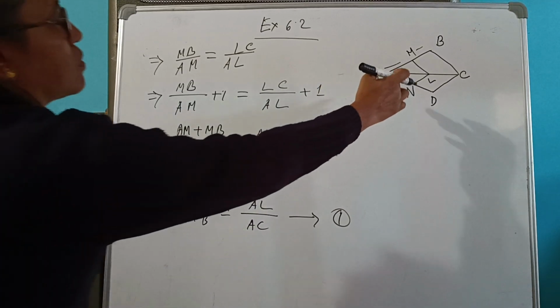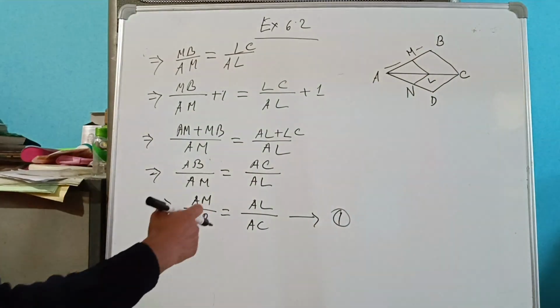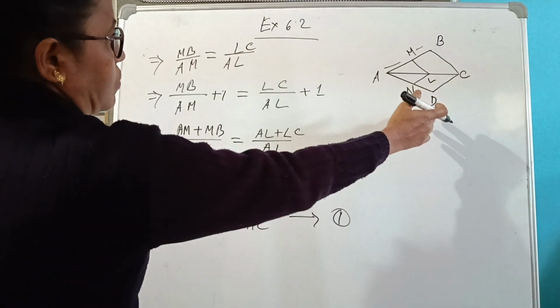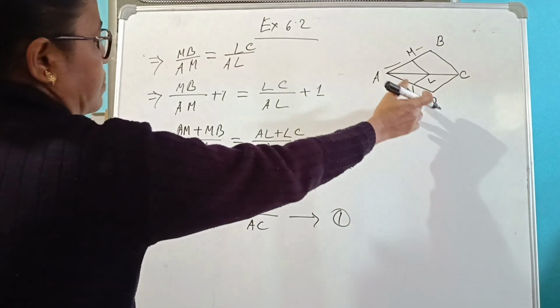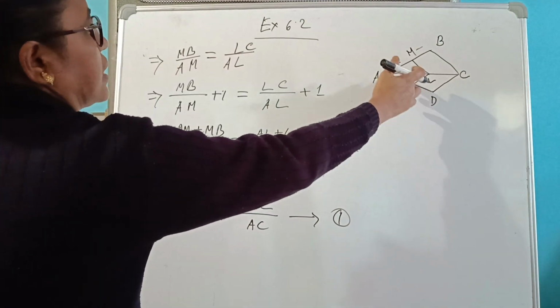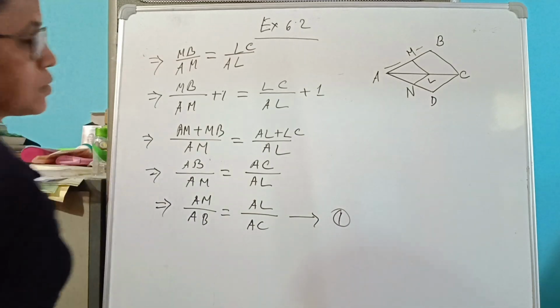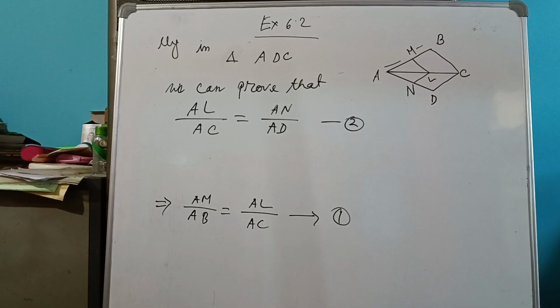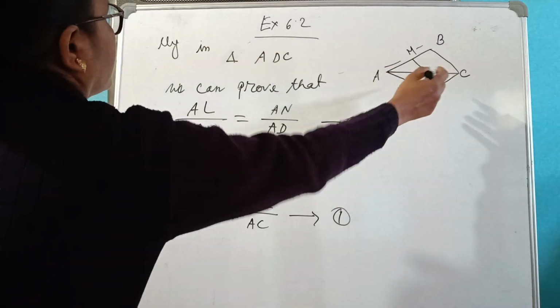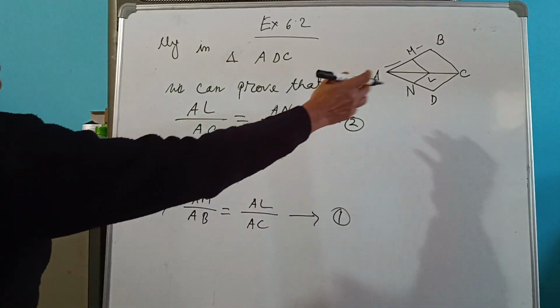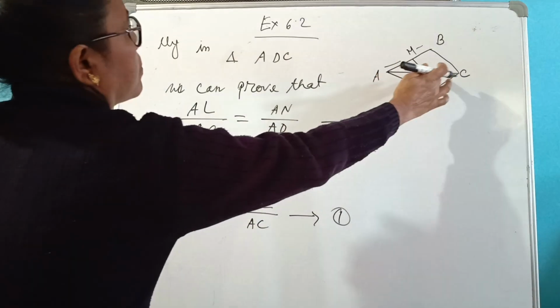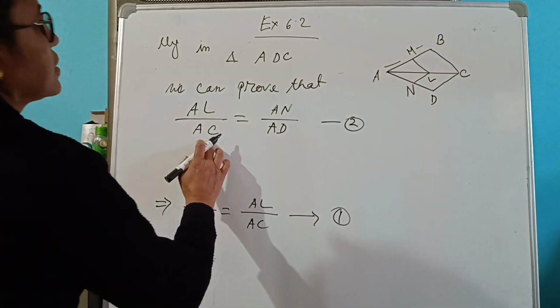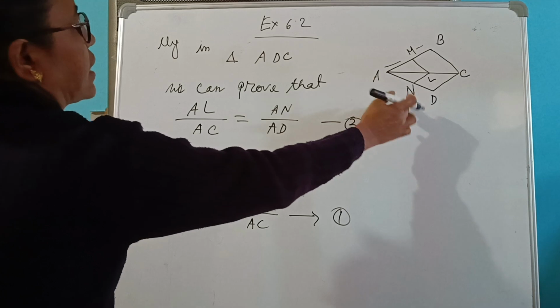Similarly, in the triangle ADC, we can prove that AN by AD is equal to AL by AC. Okay. Similarly, in triangle ADC, what can we prove? AL by AC is equal to AN by AD.